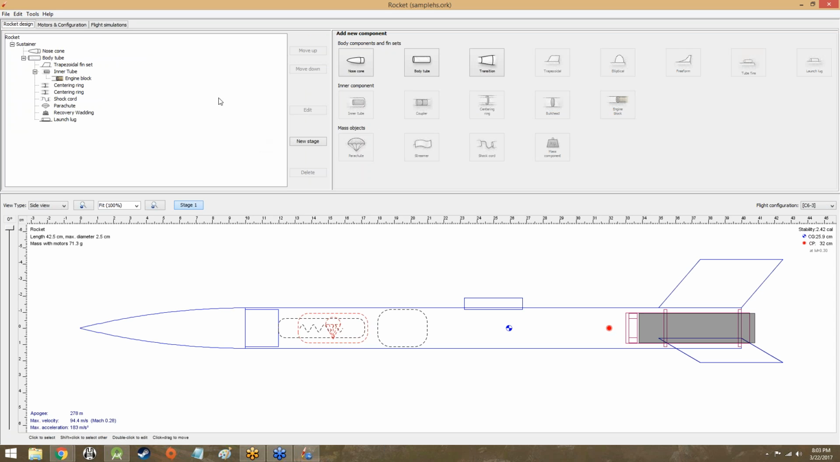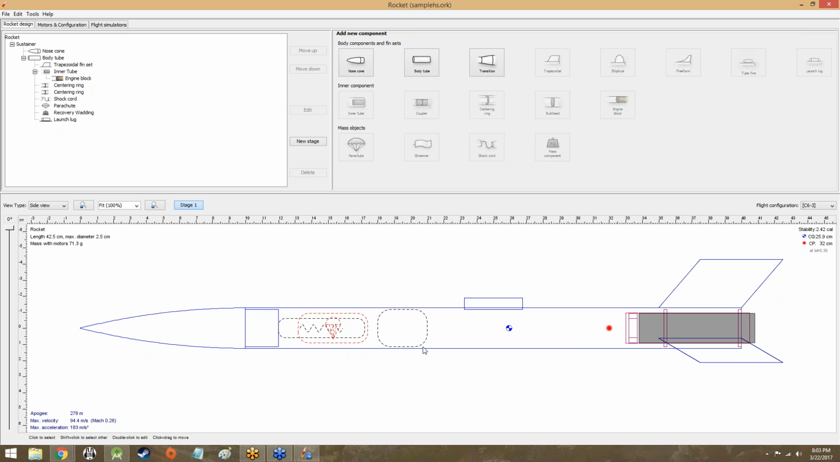So here's our rocket. Very simple. Nothing really to it. We got our motor, we got our engine block, which keeps our motor from flying into the rocket and just generally wreaking havoc on the inside of the body tube. We've got our centering rings, which keep the inner tube anchored inside of the body tube. We got our fins for stability, obviously. We've got our launch lug for stability as well.